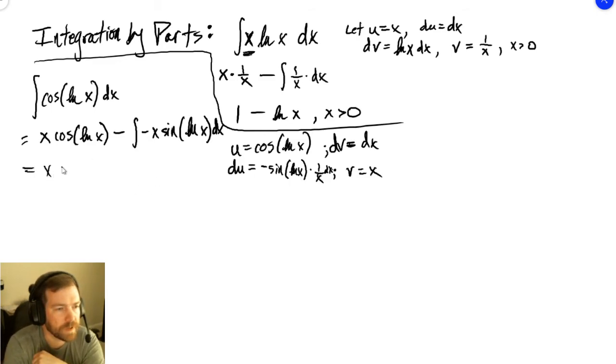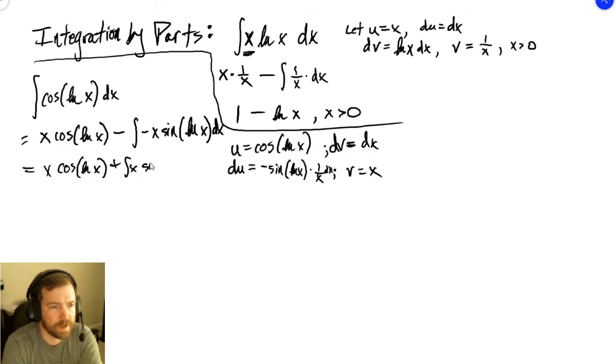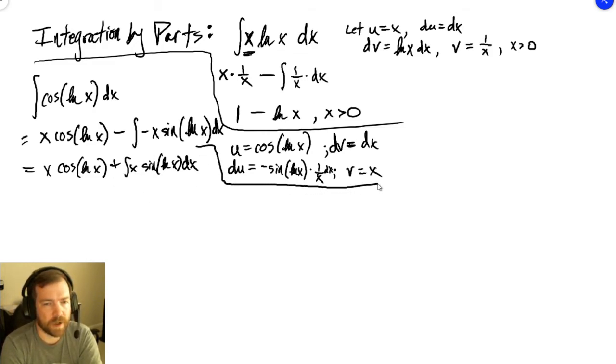So this is going to be equal to x cosine of natural log of x plus integral x sine of natural log x dx. Lost my cursor. There we go. All right, now this is not possible. So again, we're going to have to do the same thing. And this time we're going to have to let u be equal to... Oh, this is different. Sorry.